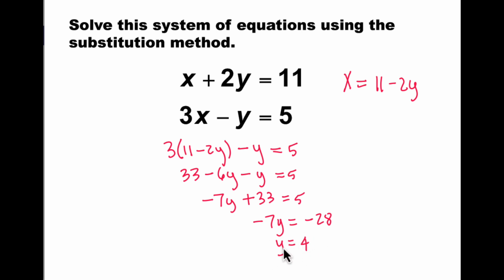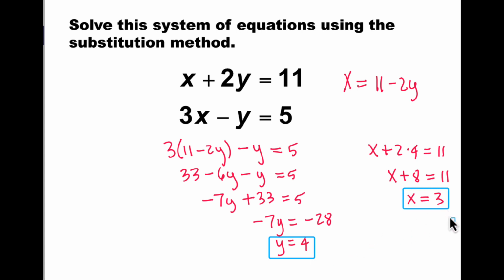With this value of y, substitute it back into this equation and solve for x. So we get x plus 2 times 4 equals 11. x plus 8 equals 11. Subtract 8 from both sides and we get x equals 3. So the solution to this system is y equals 4 and x equals 3.